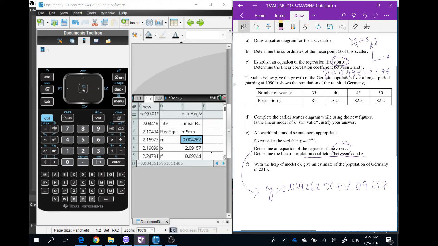Determine the linear correlation coefficient between x and z. It's also here, r. It's 0.94469.